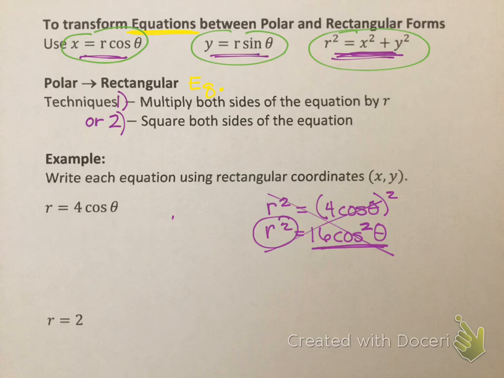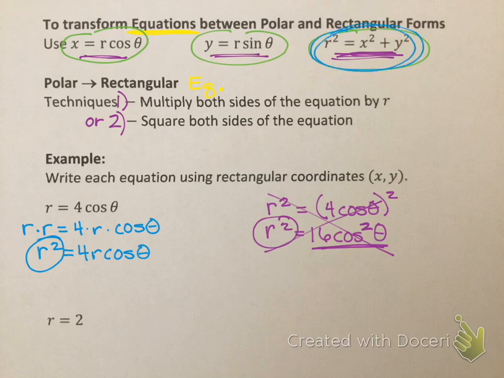So this time, instead of squaring both sides, let's try to multiply both sides by r. So I would have r times r equals 4 times r times cosine theta. So I would have r squared equals 4r cosine theta. Well, this is helpful because I see it right here. And look, this I see right here. So I am going to substitute in place of r squared, x squared plus y squared, and in place of r cosine theta, I get to put an x.